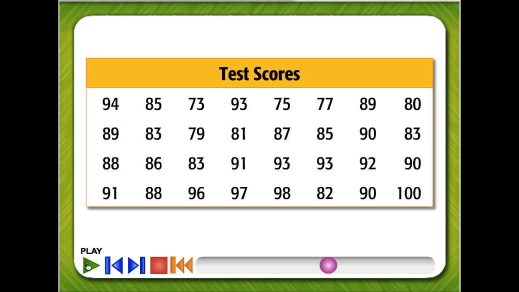Let's see if you get it. This table gives a set of test scores. Choose intervals, make a frequency table, and construct a histogram to represent the data. Let's get started. First, we need to find the lowest and highest test scores. The lowest score is 73, and the highest score is 100.